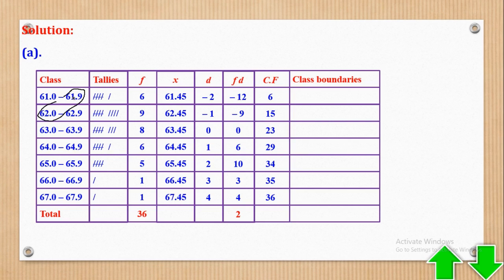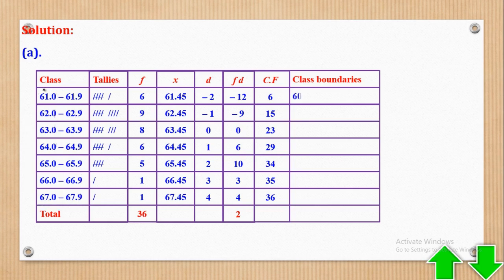So what does that mean? It means that to get the upper class boundaries, you'll add 0.05 to the upper class limits, and to get the lower class boundaries, you subtract 0.05 from the lower class limits.